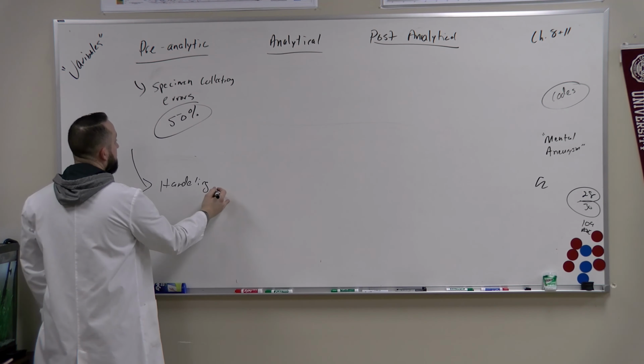Physical condition. Age is the first one. Why would age factor into different results? Let's just think about one possible result, a liver function test or a kidney function test. Why would age make a difference on these?